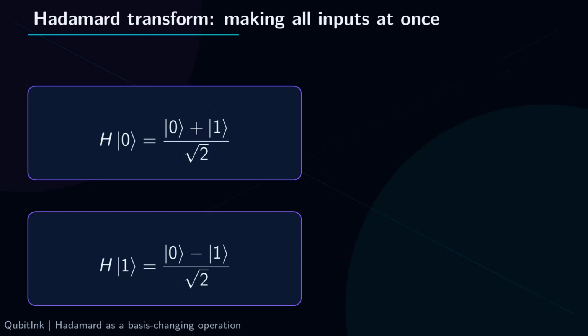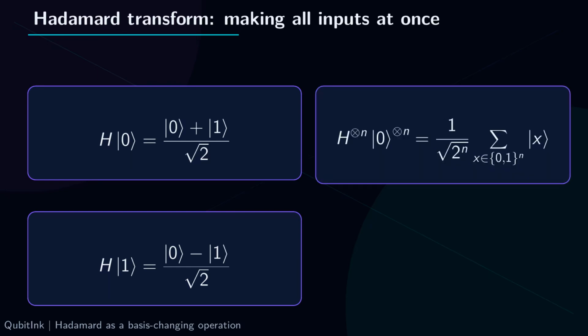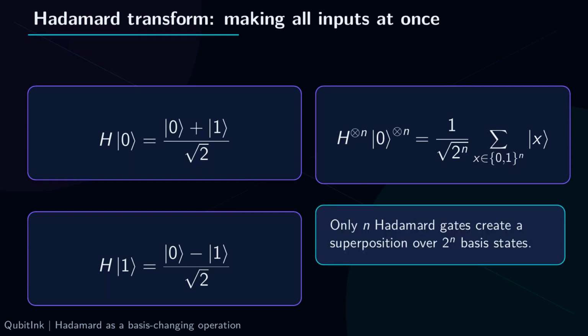The Hadamard gate changes the computational basis into a superposition basis. It maps H acting on ket 0 to ket 0 plus ket 1, divided by the square root of 2. It maps H acting on ket 1 to ket 0 minus ket 1, divided by the square root of 2. The minus sign is not a small detail. It is the beginning of interference. For n qubits, applying H tensor n to ket 0 tensor n gives 1 over square root of 2 to the n, sum over x in the set of n-bit strings, ket x. Thus, only n Hadamard gates create an equal superposition over 2 to the power n basis states.